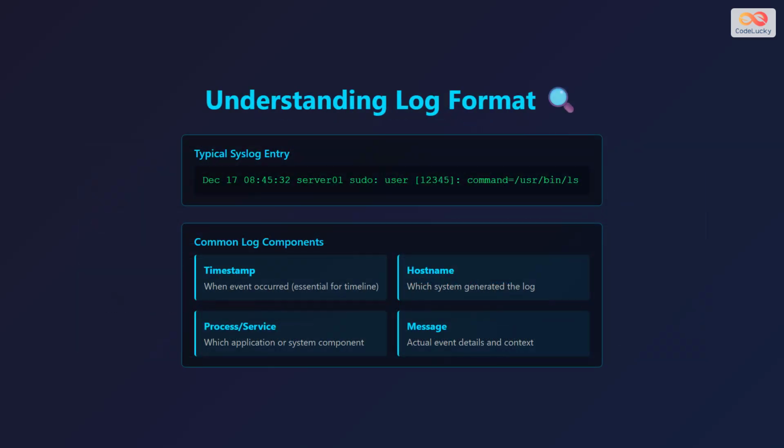Logs follow predictable formats that contain key information. A typical log entry includes a timestamp showing when the event occurred, which is critical for creating a timeline. The hostname identifies which system generated the log, important in multi-server environments. The process or service name tells you which component created the entry. Finally, the message contains the actual details about what happened. For example, a system log might show the date, time, server name, the sudo command, a user identifier, and the specific command that was executed. Learning to parse these components helps you extract meaningful information quickly.